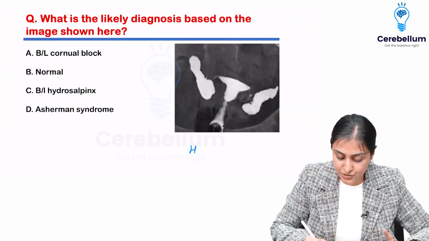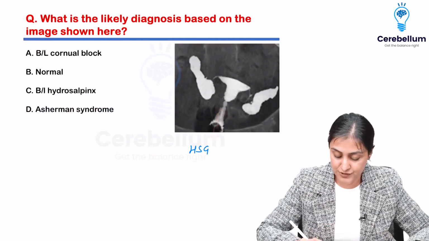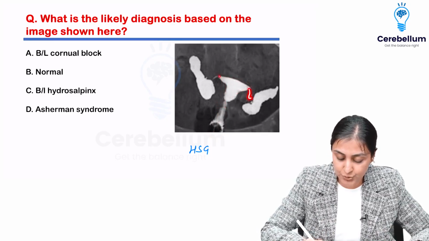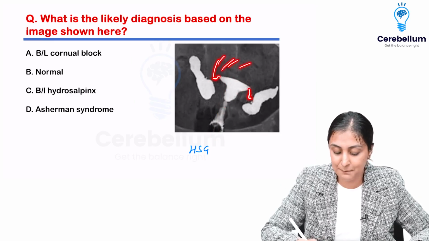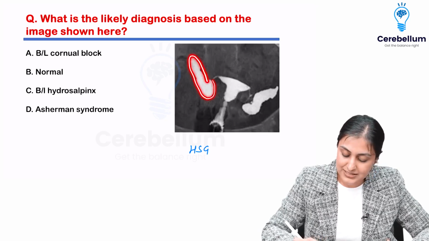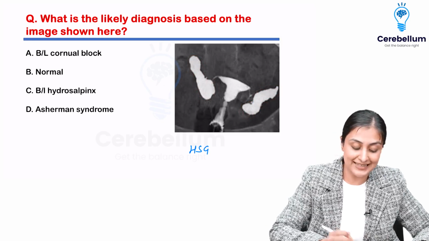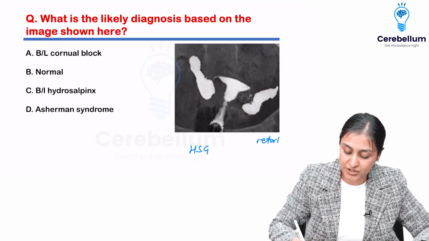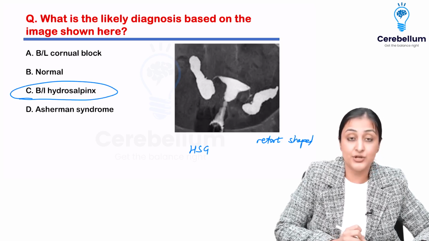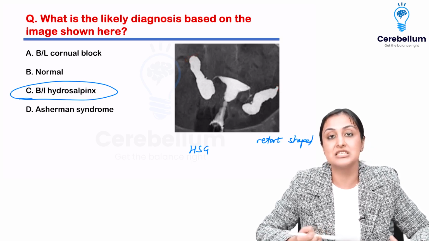This is a hysterosalpingography where you inject contrast into the uterus. You can see this is the normal uterus. The normal tubes look like this and then they have spilling of contrast. But in this case, there is no spilling. You can see that the tubes, the distal part of the tubes, have become dilated, retort shaped tubes. This is nothing but hydrosalpinx. This happens when you have obstruction at the distal end.